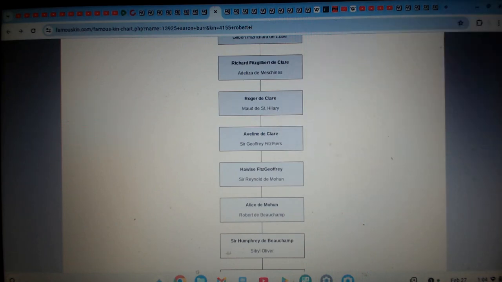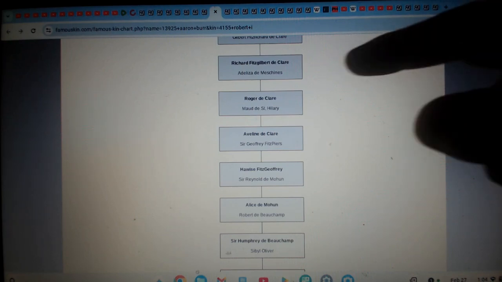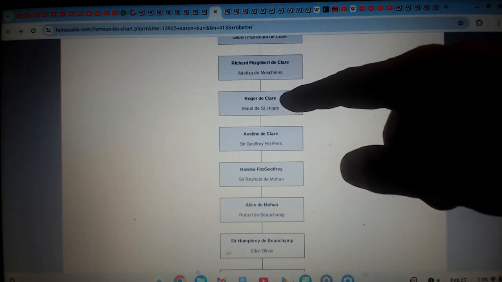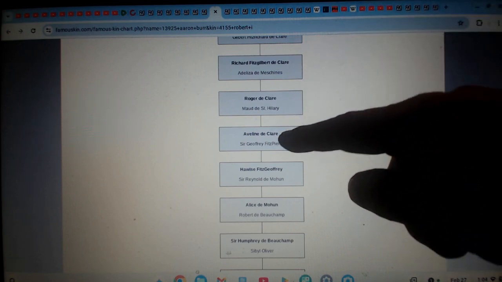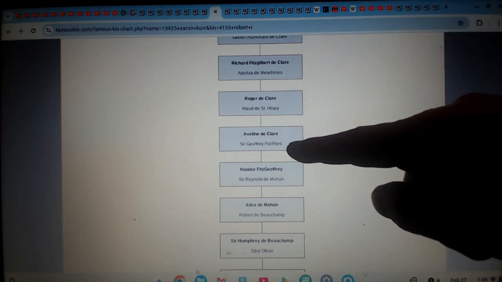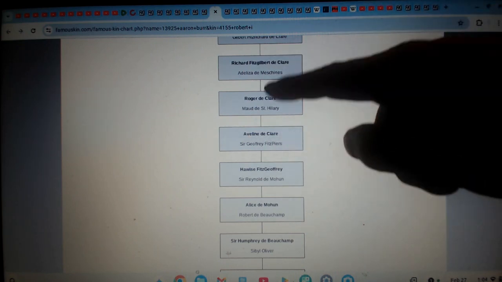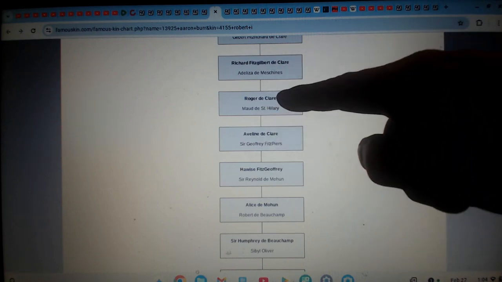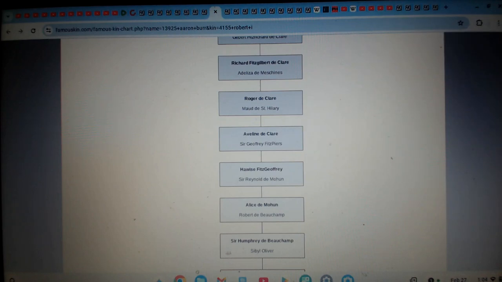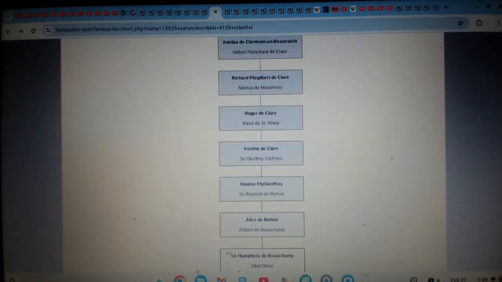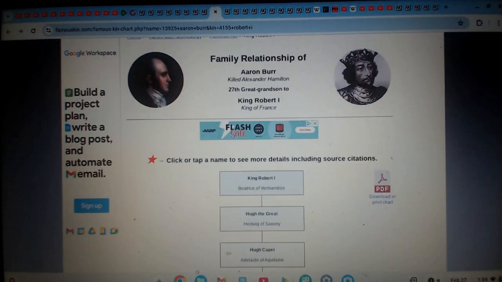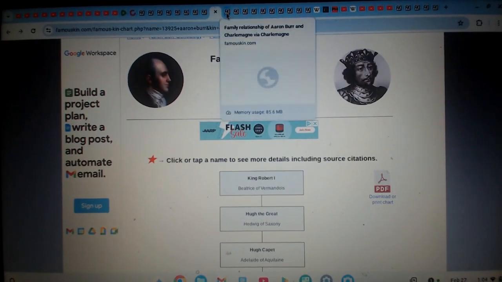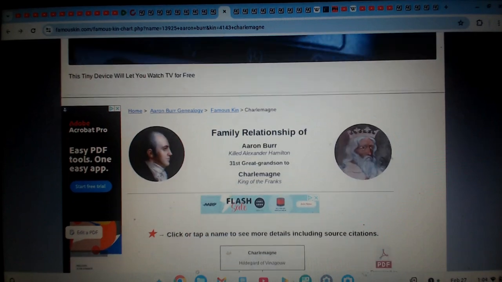That's why, remember I showed you about 4 or 5 names where their grandfather or grandmother was Maud de St. Hilary. And then I showed you a million of them that have Sir Geoffrey Fitzpierce. Look, that's why. Maud de St. Hilary is the parent of Sir Geoffrey Fitzpierce. That's why they're both important, because they go right to it. See that? See what I'm saying? See what I mean?